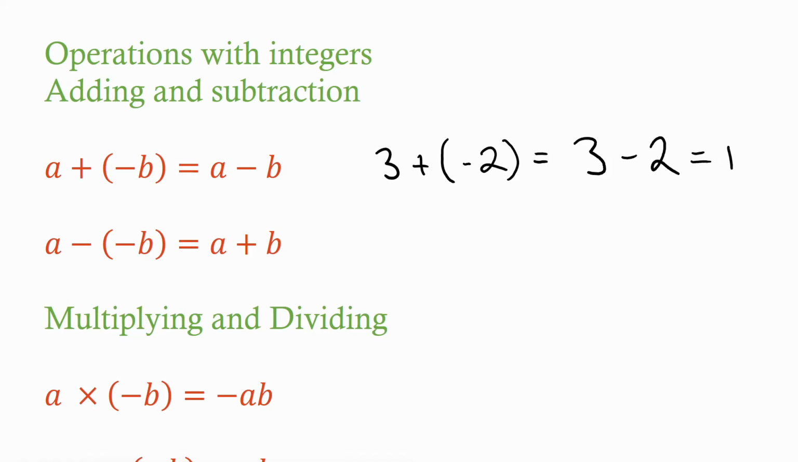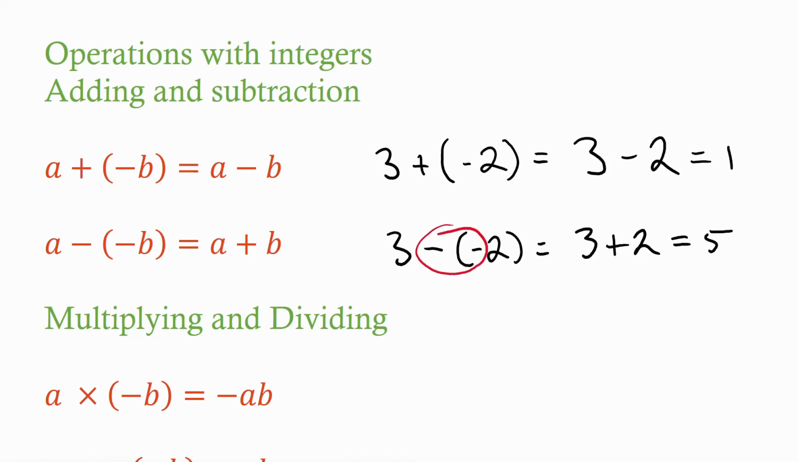Now, we move on to the next one. Let's say we have 3 take away negative 2. That is the same as having 3 plus 2, so 5. How I like to think of it: if these two signs are right next to each other and they're the same, it becomes a plus. If they're different, it becomes a negative. Remember, if you're subtracting a negative number, it becomes a plus.